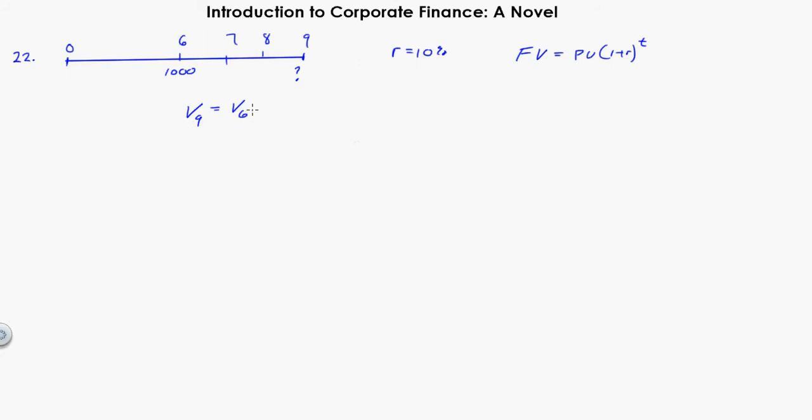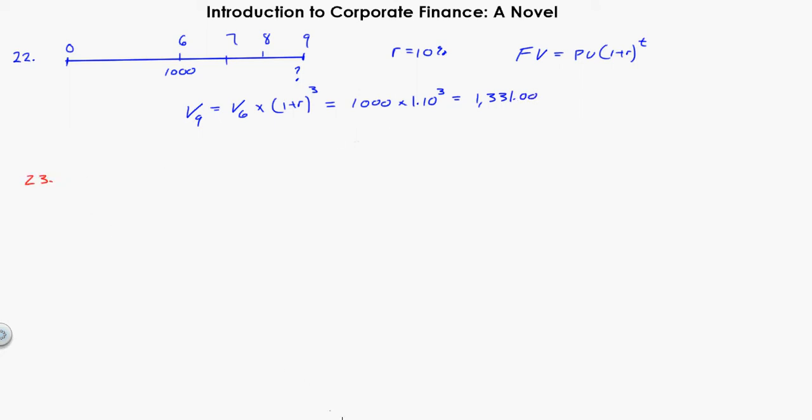The value at year 9 is equal to the value at year 6 times 1 plus R to the third. Because 6 plus 3 is 9, I've gone 1, 2, 3 steps to get there. So the value at year 6 was 1,000, and the interest rate is 10%, and I go forward 3 years, and then I wind up with $1,331 exactly.